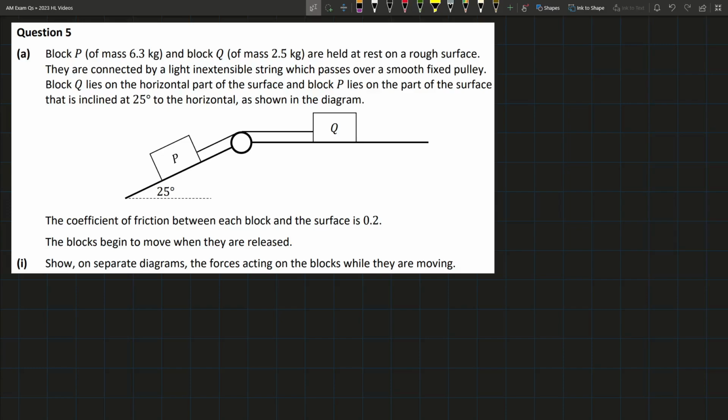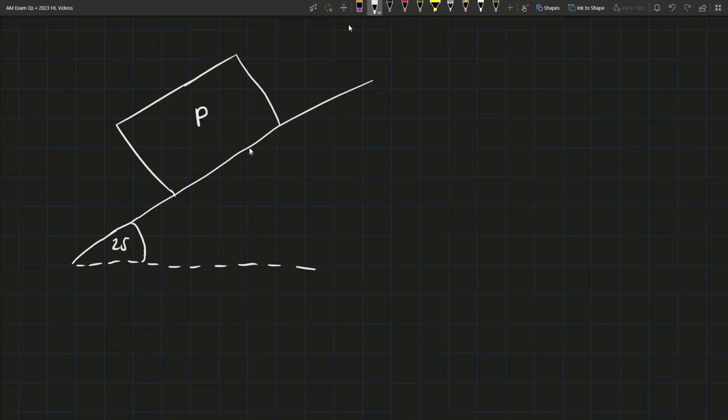Block Q is on a horizontal surface, and block P is on an angled surface, and the angle is 25 degrees, as shown in the diagram. The coefficient of friction is 0.2 between the blocks and the surface, and they begin to move when they're released. So we're instructed to show on separate diagrams the forces acting on the blocks while they're moving. So we'll start off with P.